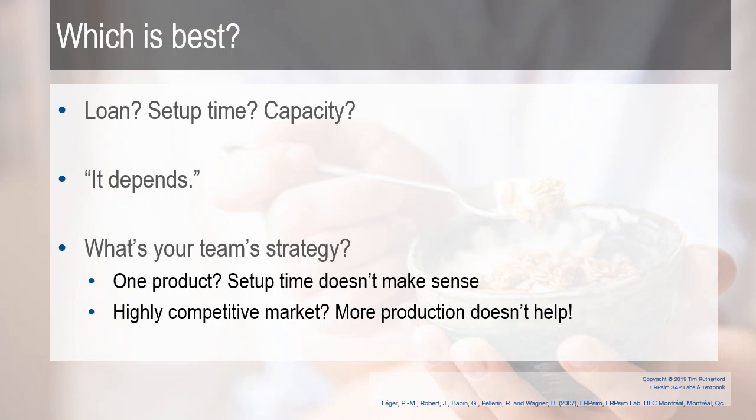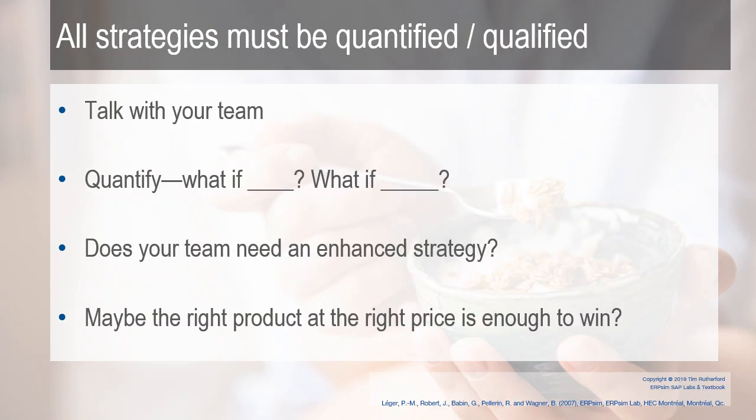It really depends on the market and your team strategy. But all strategies need to be quantified and qualified. Talk with your team, make sure everybody understands what they're doing, and then quantify. Start doing what-if analysis. What if we put this here? What if we put that there? See what happens. Does your team even need an enhanced strategy? Maybe your production process and pricing is good enough. Okay. So again, quantify and qualify.